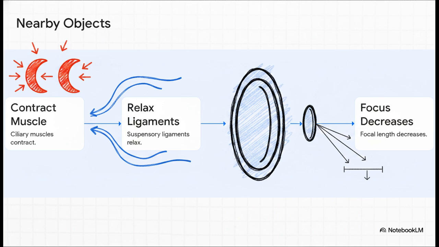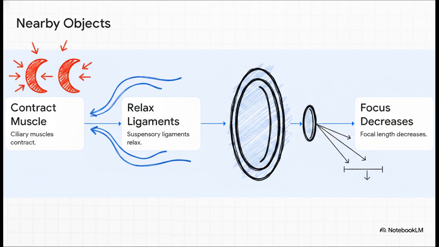Step 2, this contraction actually releases the outward pull on the suspensory ligaments. Take a look at the visual tension lines. They're now loose and wavy, which means they've relaxed. Step 3, because there's no more tension pulling its edges, the natural elasticity of the lens causes it to spring back and thicken up, becoming highly convex.